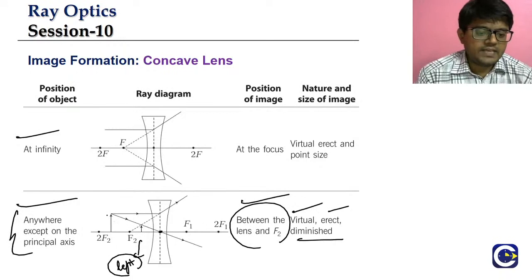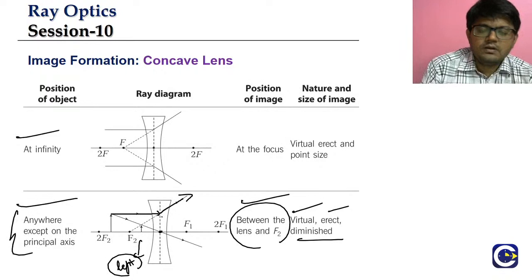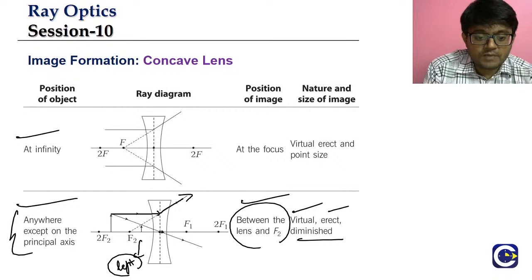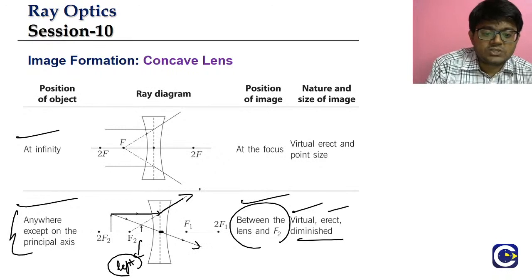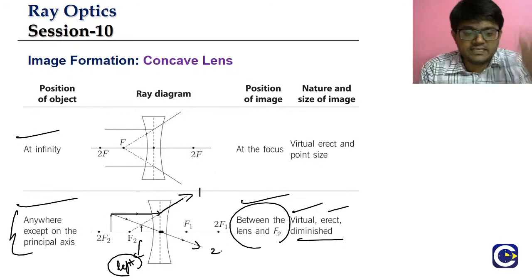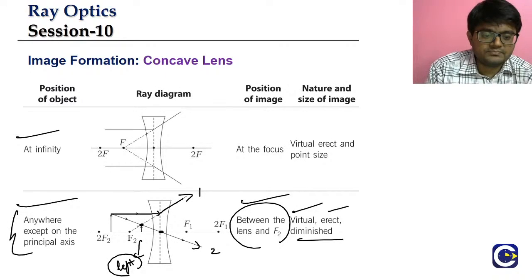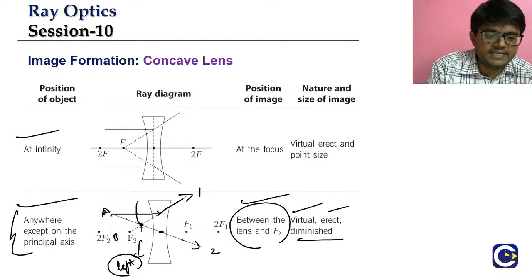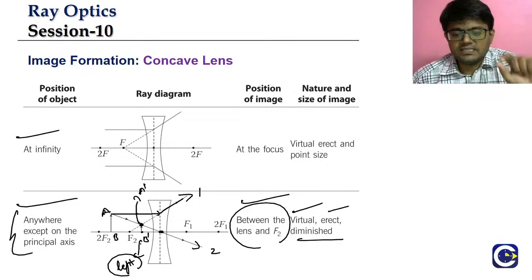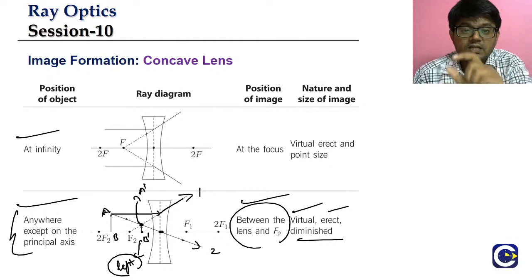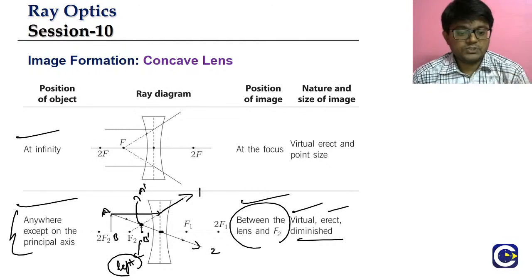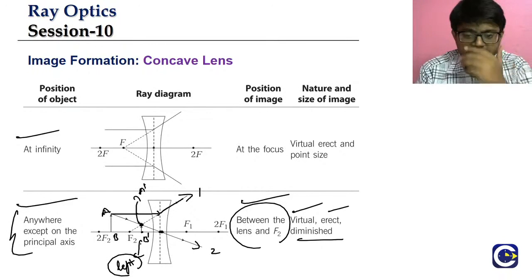So look at this. We have kept the object somewhere. We will draw a ray parallel. After refraction, it will go such that it will appear to come from the F2. We will draw a ray passing through the optical center. Now both these rays, let us call them 1 and 2, are basically diverging. They appear to diverge from a point here. So if this is AB, this point here is our A dash. Just below that we will have the B dash. So we will see what is the image. It's a virtual, erect and diminished image, where the image is going to be formed between the optical center and the F2. So this is the image formation because of a concave lens.